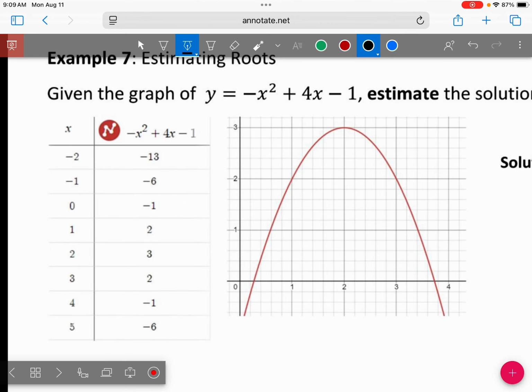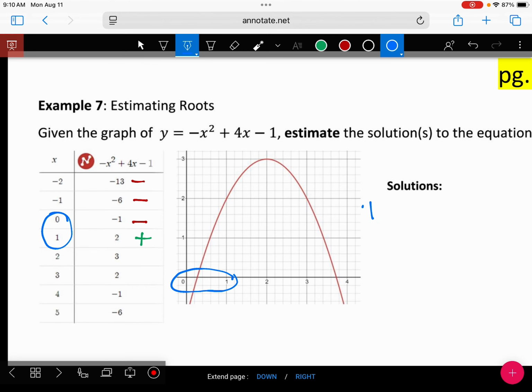Again, estimating. So if I look at my y values, I'm negative, negative, negative, then it hits a positive. So that means my answer is going to fall somewhere between 0 and 1. And if we look at the graph, do you see how it does fall between 0 and 1? So my first solution, I'm going to say, is between 0 and 1. So it could be 0.3, 0.4, 0.2. It's just some number. It's a decimal though. And it's between 0 and 1.